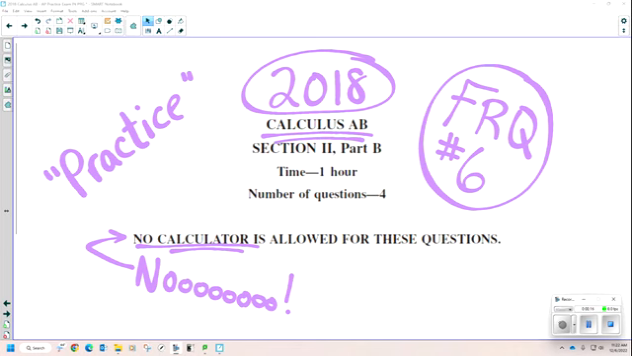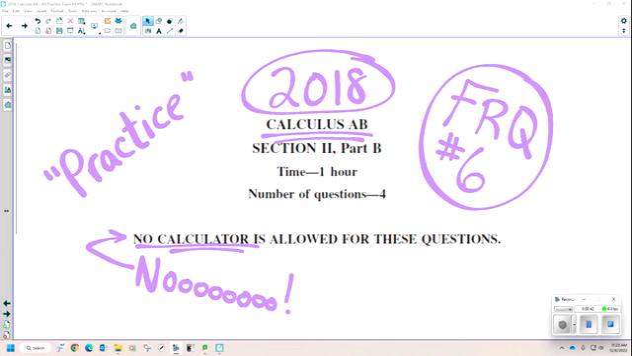Free response question 6. We don't get a calculator. No. But don't worry, because we are smart. And the algebra that they give us in these problems without a calculator is typically a lot more doable than when we get a calculator. Okay? So, without wasting any more time, let's finish this bad boy off.